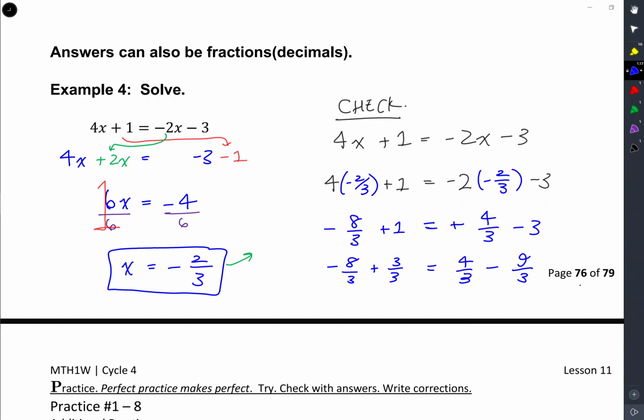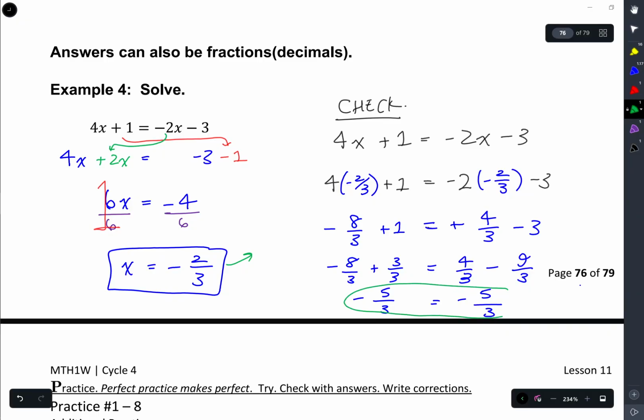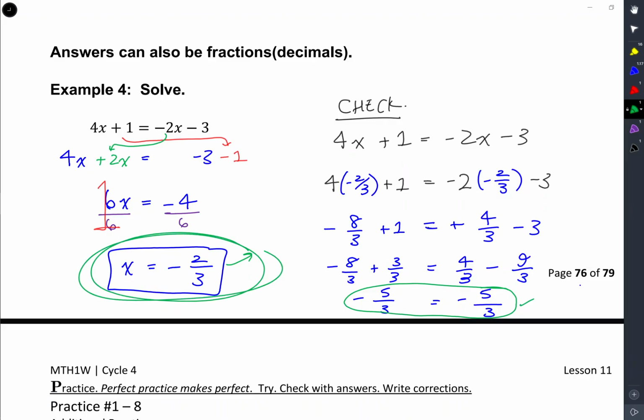But now we have common denominators, and we can just look at the numerators. We can look at the tops. So on the left, 3's on the bottom. It's not going to change, but on the top we have negative 8 plus 3, so negative 5 over 3 on the left. On the right, we also have 3 on the bottom. Okay, looks good. And then we have 4 take away 9. 4 take away 9 is negative 5. And there we go. We've got a true statement. So because that's true, that's going to tell us that our solution, x equals negative 2 over 3, is also true.